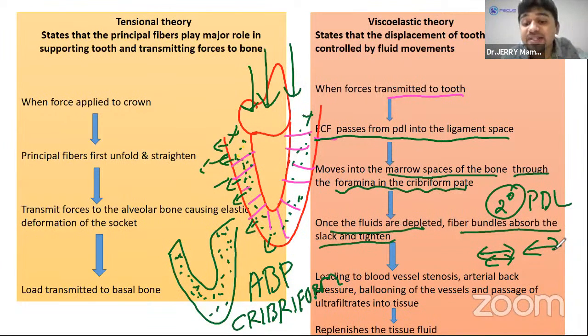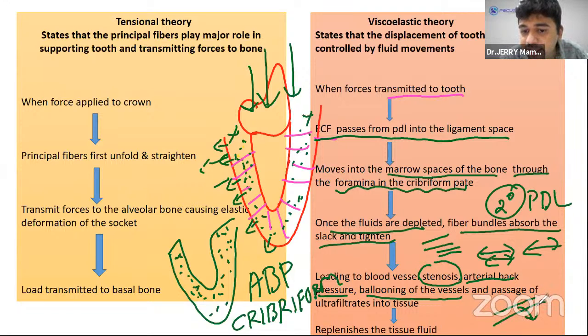There are a lot of blood vessels around these fibers. These blood vessels also will get stretched, and these vessels will undergo stenosis. Stenosis meaning if it is like this, it becomes thin. Narrowing, it becomes narrowed. So what happens? There is arterial back pressure leading to ballooning of the vessels. And because of that, from these blood vessels, the ultrafiltrates will move into the periodontal ligament space.